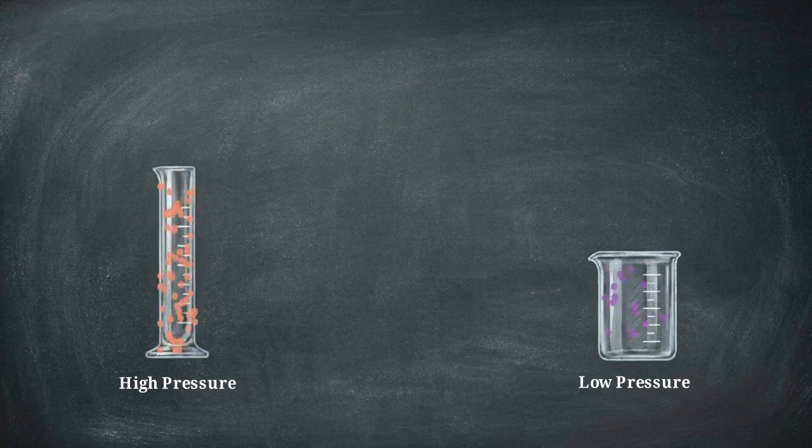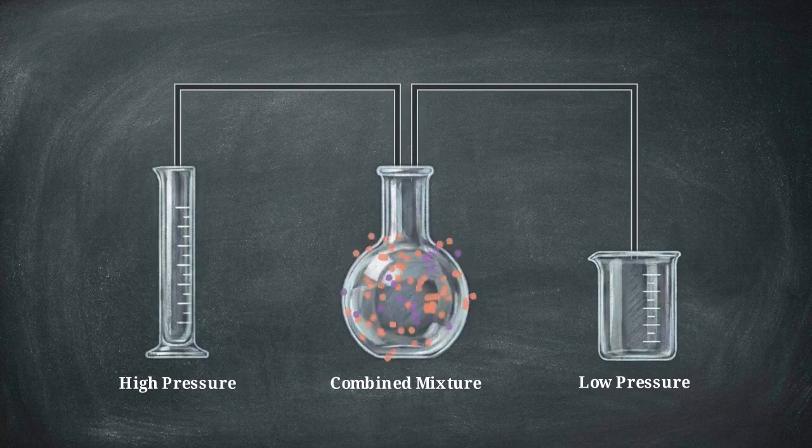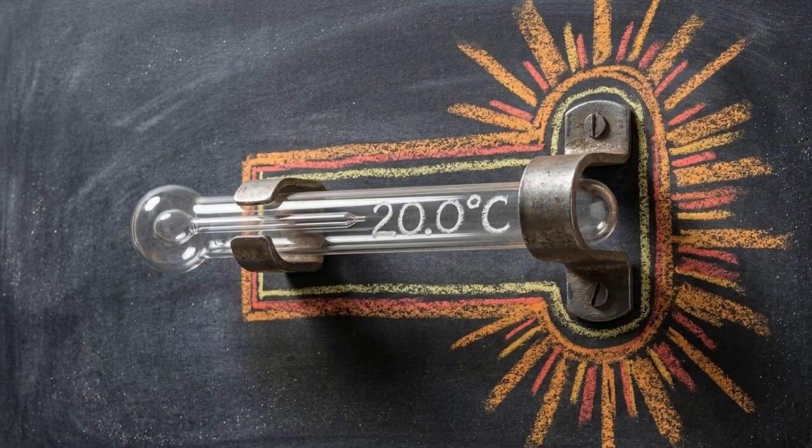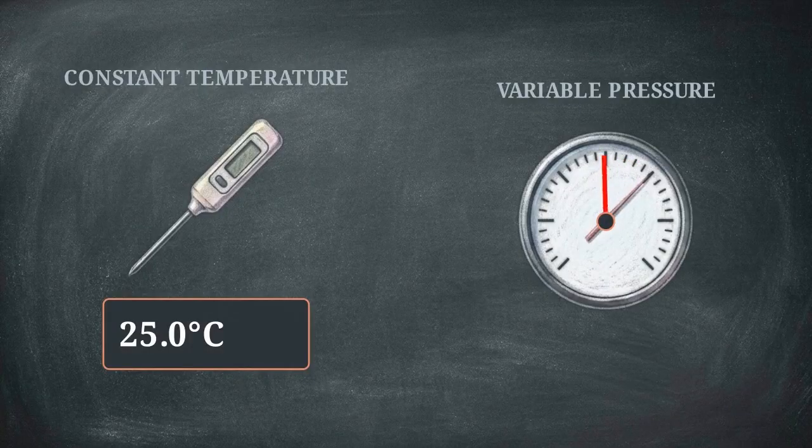But what happens if we take two different gases that start at different volumes and pressures and combine them into a single, newly sized space? Before we do the math, we have to lock in one condition. For any of this to work, the temperature of the system must remain constant.